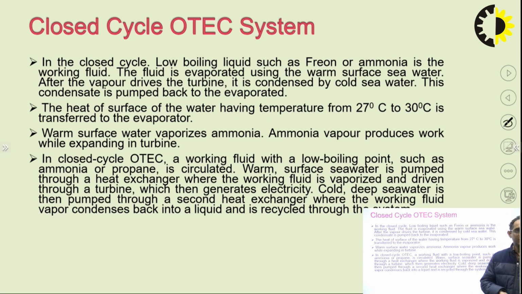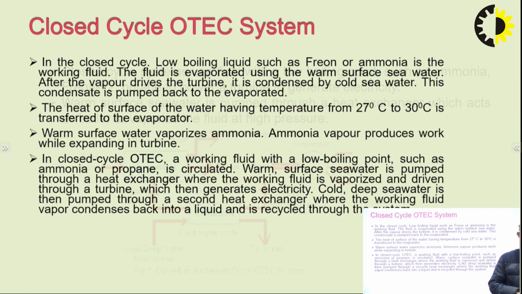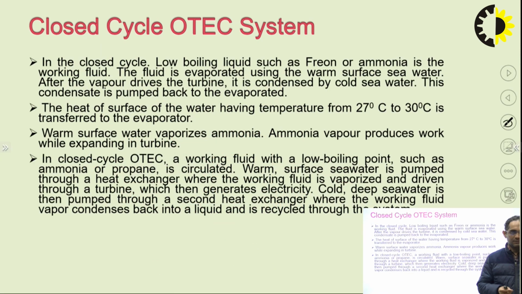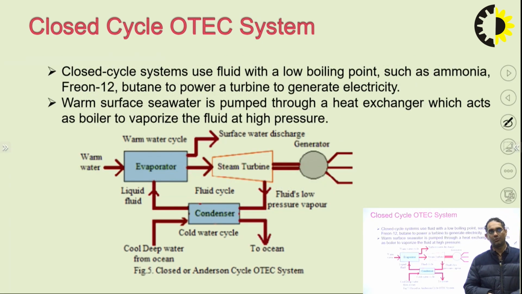Then in closed cycle OTEC, a working fluid with a low boiling point such as ammonia or propane is circulated. Warm surface seawater is pumped through a heat exchanger where the working fluid is vaporized and driven through a turbine, which then generates electricity. Cold deep seawater is then pumped through a second heat exchanger where the working fluid vapor condenses back into a liquid and is recycled through the system. So, this is the closed cycle OTEC system.